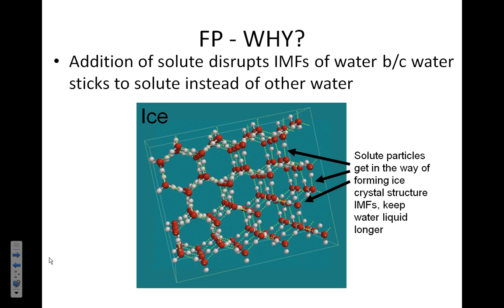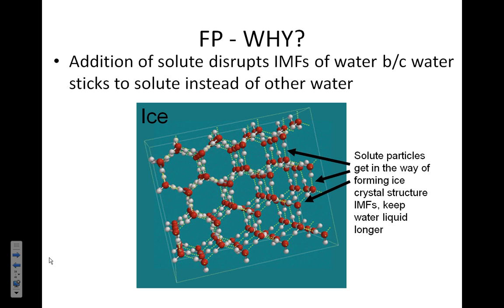The salt particles disrupt the water molecules forming IMFs with themselves. The water molecules start to form IMFs with the salt instead. And in order to form the IMFs with the salt, they have to break the IMFs with each other. Breaking the IMFs with each other is basically turning it from the solid into the liquid. In the solid, the compound has IMFs with itself, but you add in a solute particle, and the solute gets in the way.